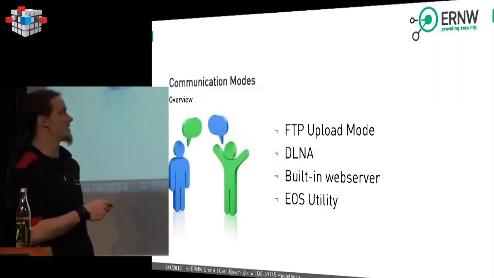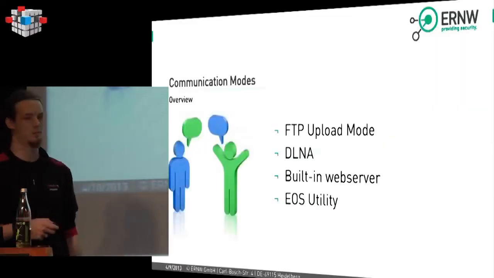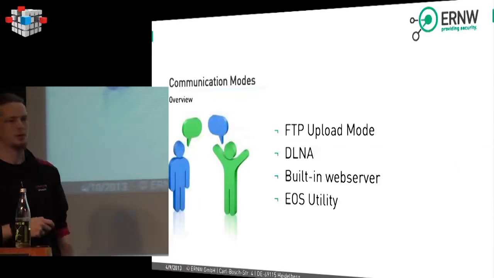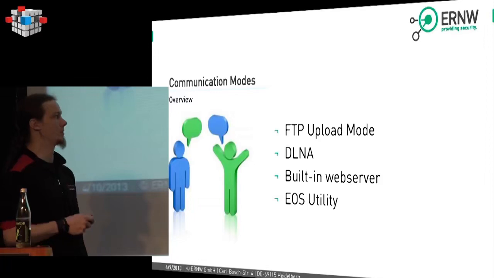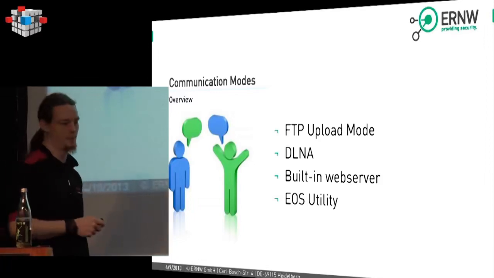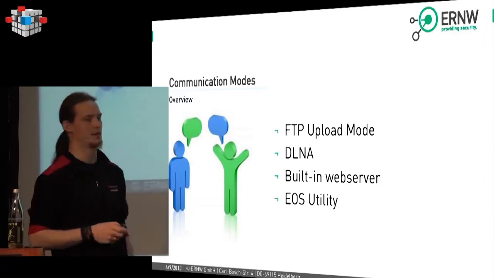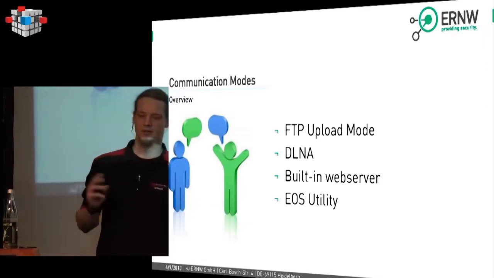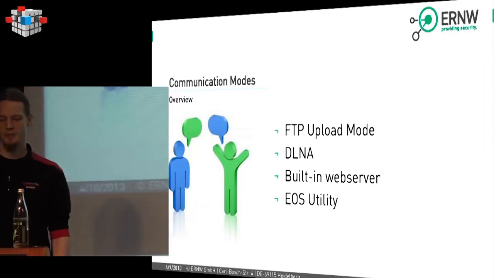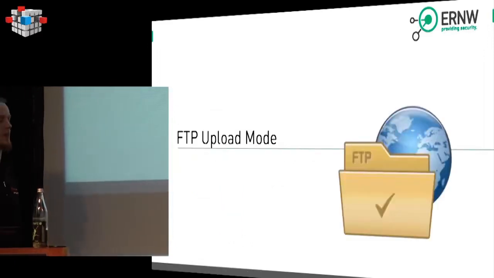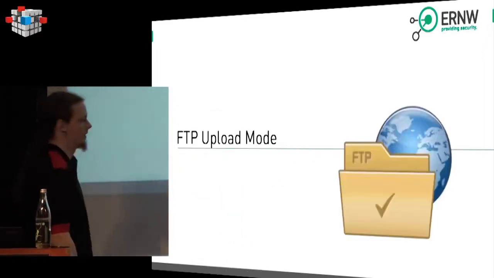Those are, okay, you got some FTP upload mode. You got a DLNA mode. I will get into these points in detail in a second. You also got a built-in web server, and you got a mode that is called EOS utility mode. We will see what hides behind that later on. Okay, so first the FTP upload mode.